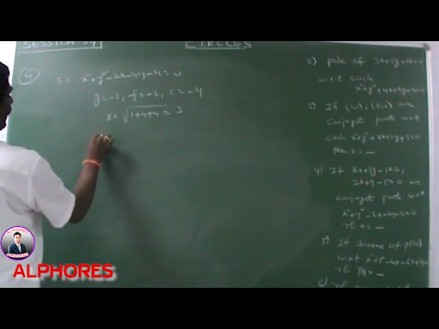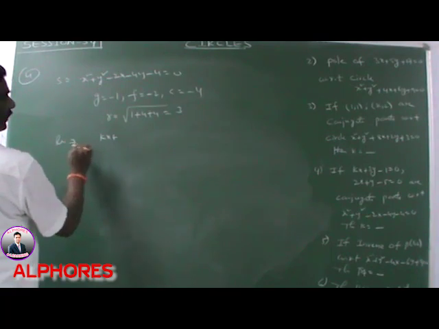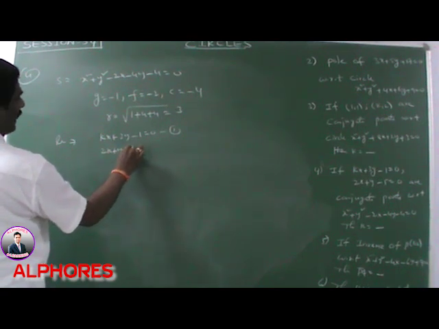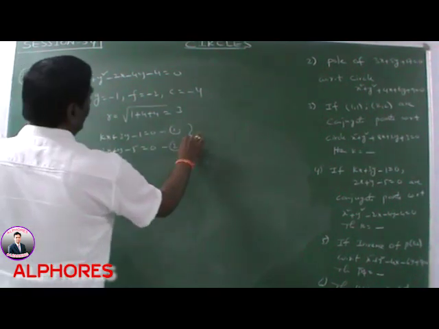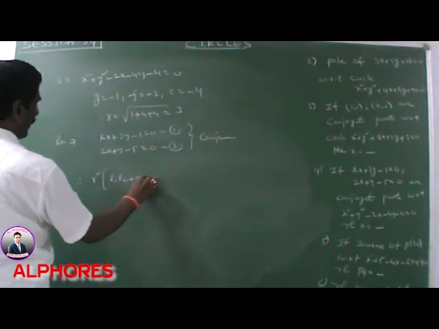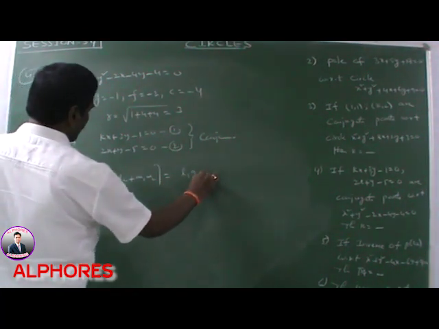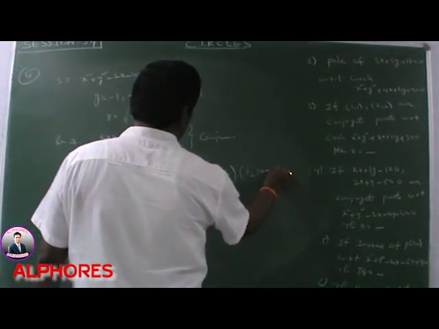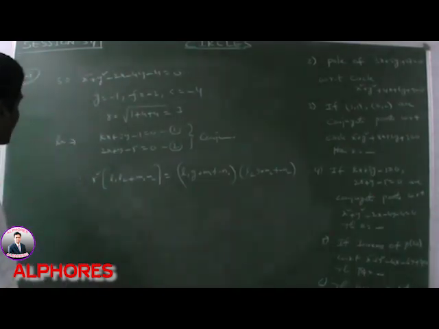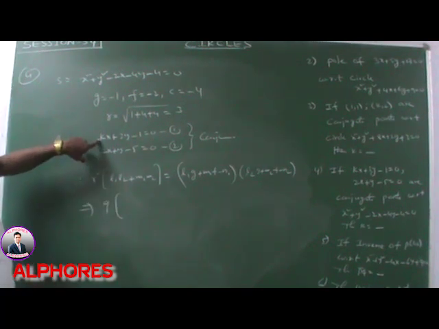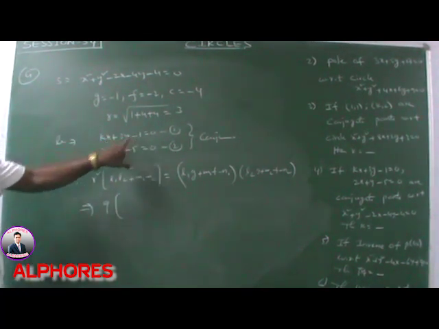Given lines kx plus 3y minus 1 is equal to 0, it is the first line. 2x plus y minus 5 is equal to 0, it is the second line. These two are conjugate lines. Therefore, r square into (L1 L2 plus M1 M2) is equal to (L1g plus M1f minus N1) into (L2g plus M2f minus N2). Okay. r square means, what is the value of r? r is equal to 3. That means 9 into (L1 L2 plus M1 M2). L1 is equal to k, M1 is equal to 3 and N1 is equal to minus 1. L2 is equal to 2, M2 is equal to 1, N2 is equal to minus 5.